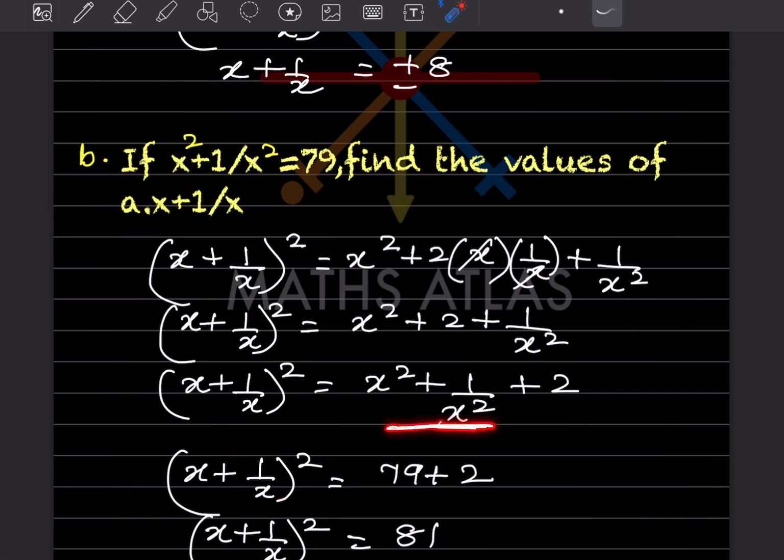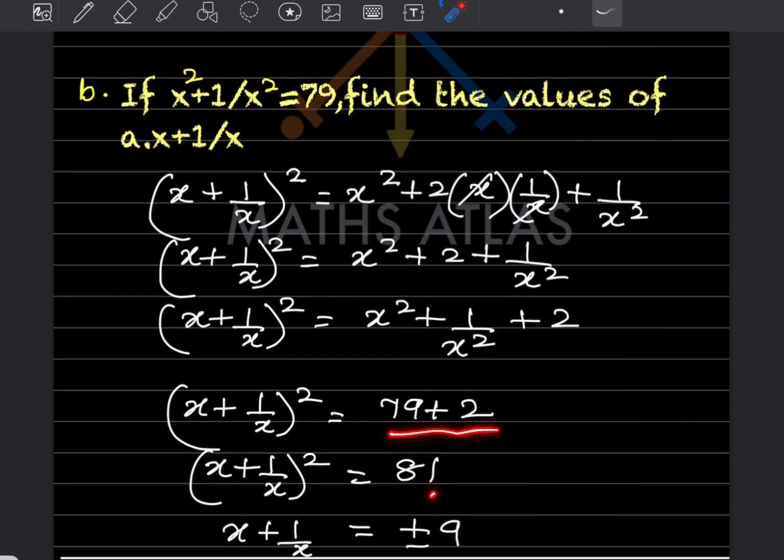So for this one we can write here 79 and this will be plus 2. So this will be 81. When you square both the sides, that is going to be plus or minus 9. That is what they have asked.